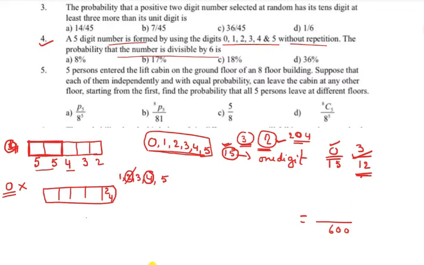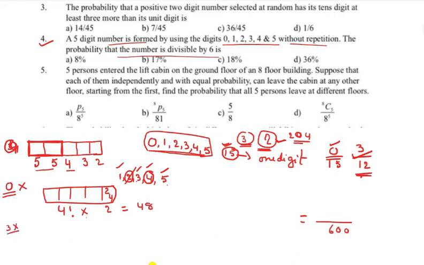Now how many digits remain? 1, 2, 3, 4 digits are there. They can be arranged in these places in 4 factorial ways, into this place has 2 options. That's why in this case we are getting 48 possibilities.